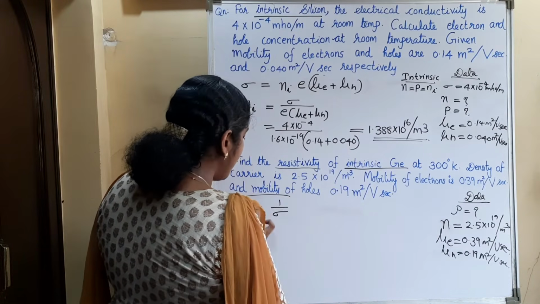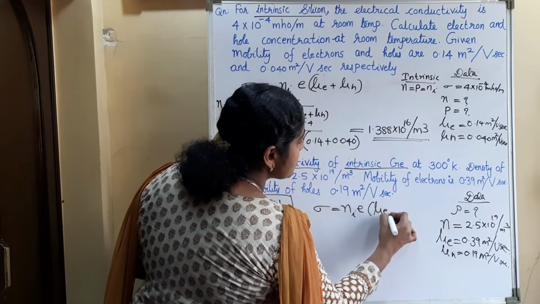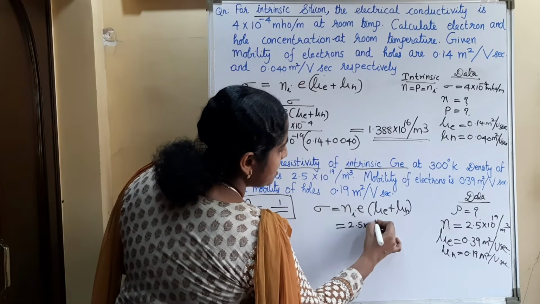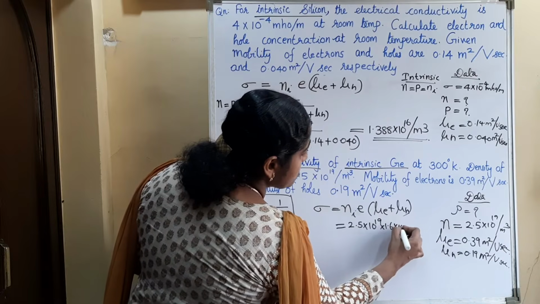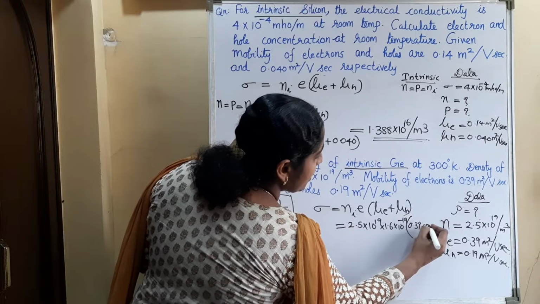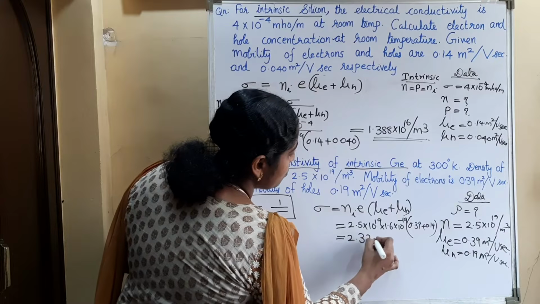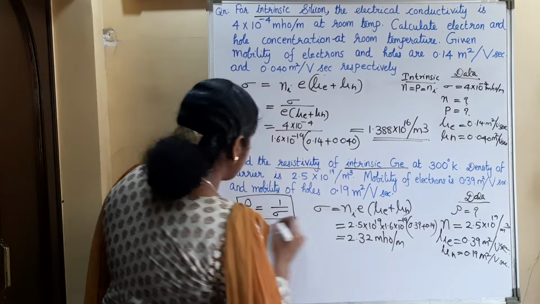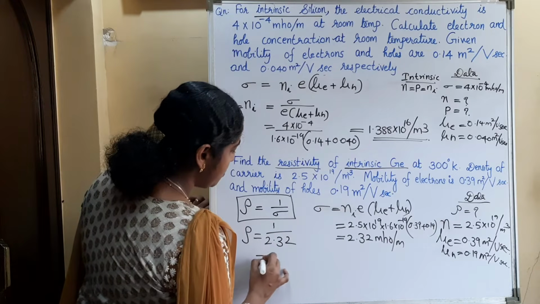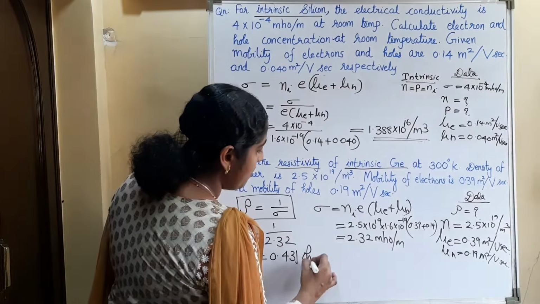So for intrinsic semiconductor, the conductivity sigma is equal to N i e (mu E plus mu H), that is equal to 2.5 into 10 raised to 19 into e is 1.6 into 10 raised to minus 19 into (mu E is 0.39 plus mu H is 0.19). On calculating, it is equal to 2.32 mho per meter. So what is the resistivity? Resistivity rho is equal to 1 by 2.32, that is equal to 0.431. Unit of resistivity is ohm meter.